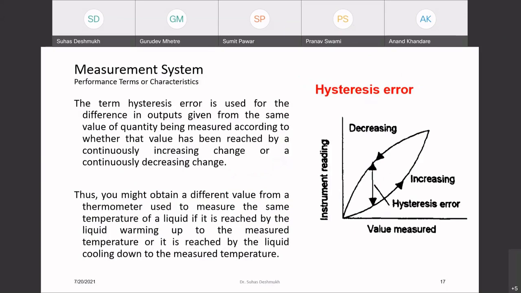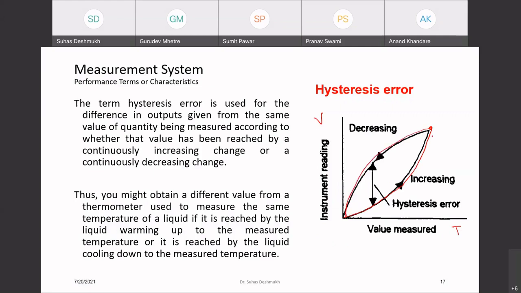Another static parameter is hysteresis. Hysteresis means, let's take an example of temperature sensing. Take an RTD as an input. This is my temperature and my voltage output. I observed that as I increase the temperature, it follows this particular curve and reaches this point. Then I decrease the temperature smoothly, and it follows this particular curve.